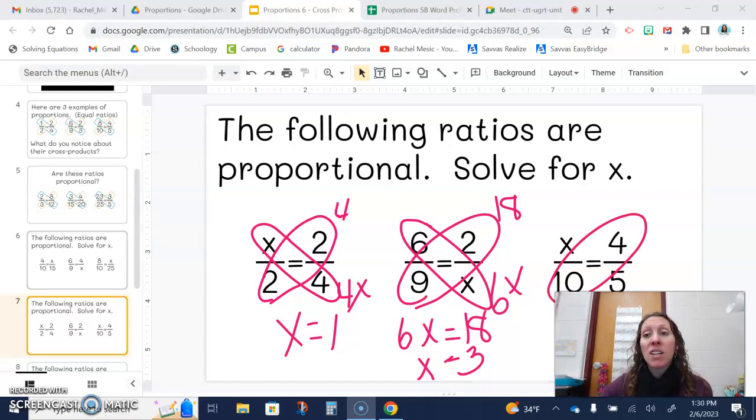10 times 4 is 40. X times 5 is 5x. And again, those have to be the same for this to be a proportion. So 5 times some number is equal to 40. So x is 8.